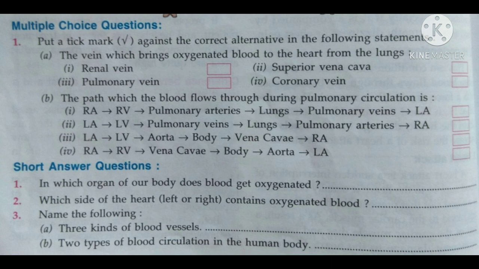Next, which side of the heart, that is left or right, contains oxygenated blood? That is the left side. Left side of the heart contains oxygenated blood.